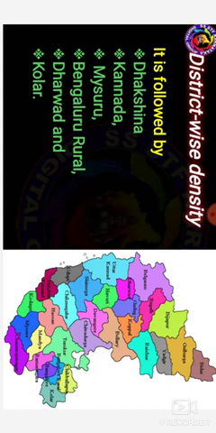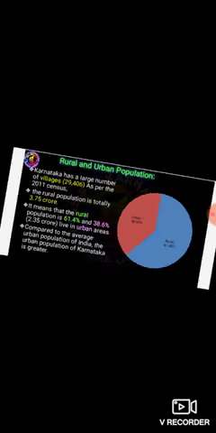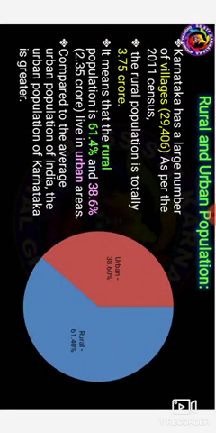Okay, look at this. Some other districts follow in density percentage: Dakshina Kannada, Mysore, Bengaluru Rural, Dharwad, and then Kolar. We also see some others in the density rate.